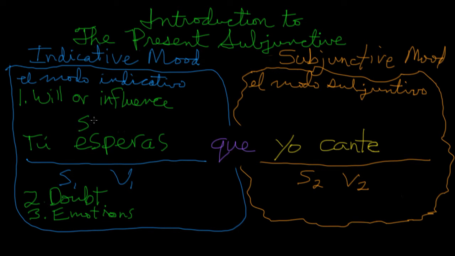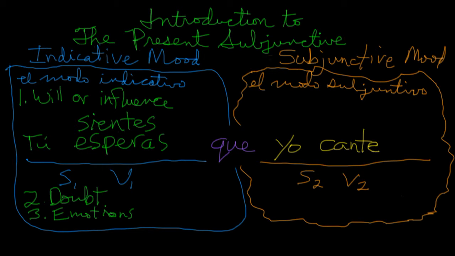Or maybe you regret, sientes, that I sing. Tú sientes que yo cante. Now that makes a lot more sense. All right? So very quick review. The first part of our sentence, the first clause, if the verb indicates any kind of will, influence, doubt, or emotions, it activates the subjunctive, and the second verb in the second clause is kicked into the subjunctive.